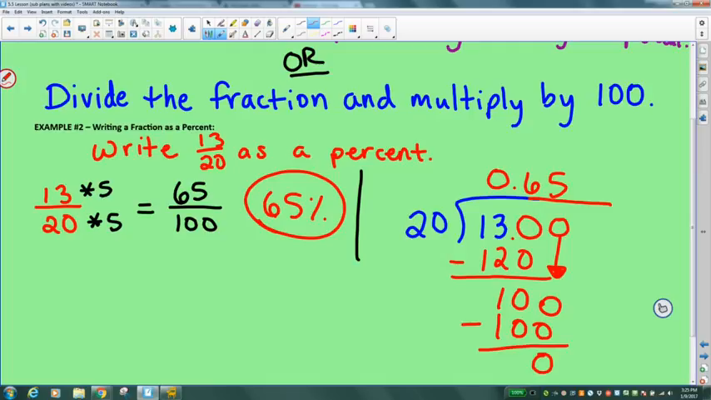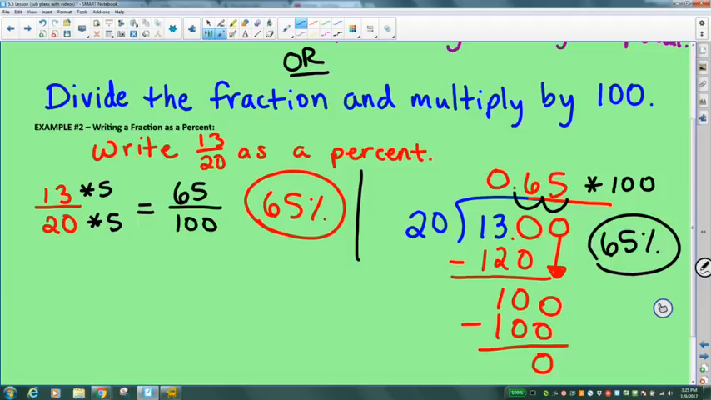So 0.65 is my decimal, but I have to take 0.65 and multiply it by 100. Really I'm multiplying it by 1 with 2 zeros. Well, anything times 1 is going to stay the same, and by multiplying it by 2 zeros, I'm simply moving the decimal 2 places to the right. So I really have 65%, which is the exact same thing that we got over here. So it doesn't matter which method I use, but that's how I would write it as a percentage.